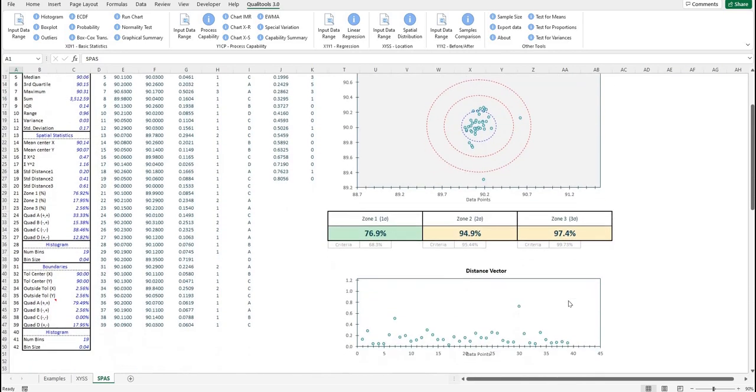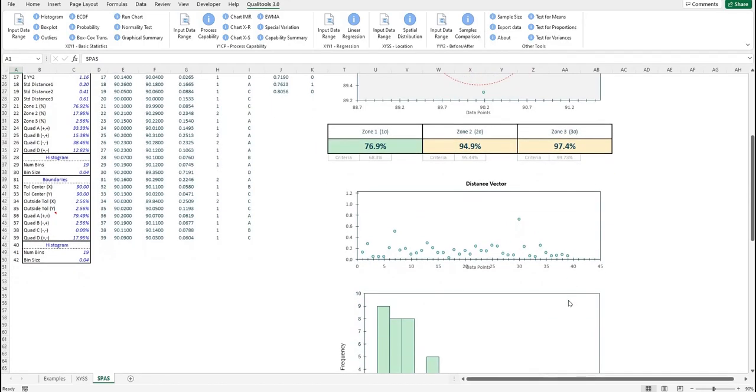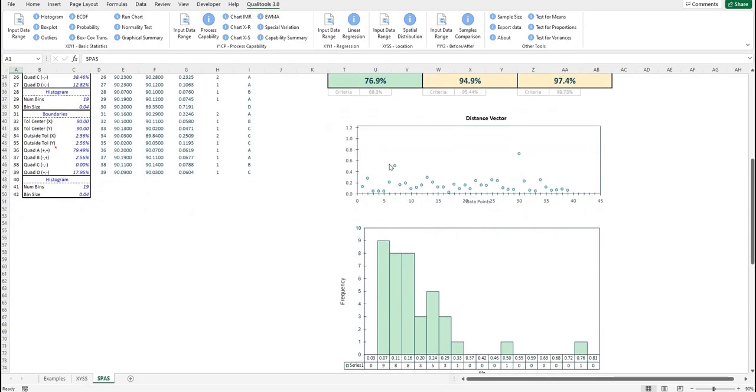The second graph is the distance vector. In this graph, we can observe the magnitude of the vectors with respect to each observation, and is very useful to detect patterns, anomalies, or outliers.